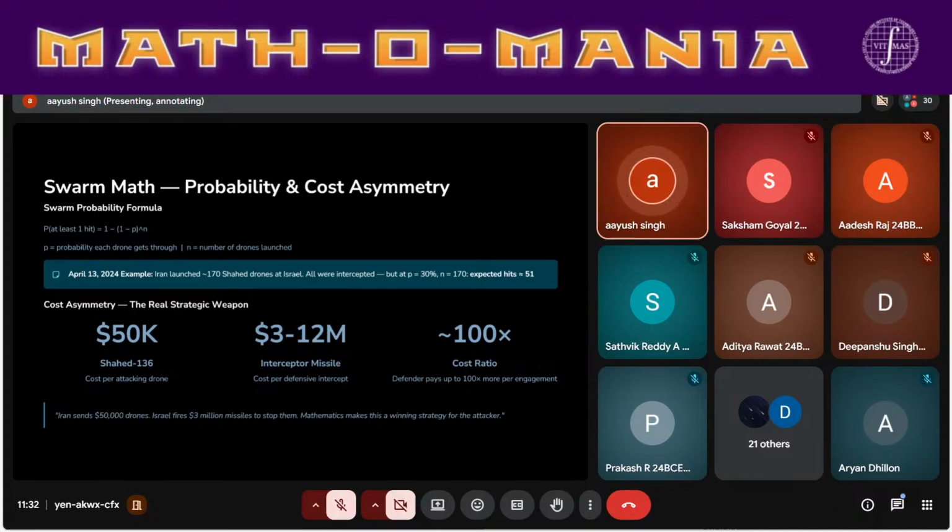Let us see through the example of the conflict during April 13, 2024. Here, Iran had launched 170 Shahid drones at Israel. All were intercepted, but at a probability of 30%. There was a probability that at least 30% of the drones could get through. So through the above formula, we can compute that the expected hits was almost 51.